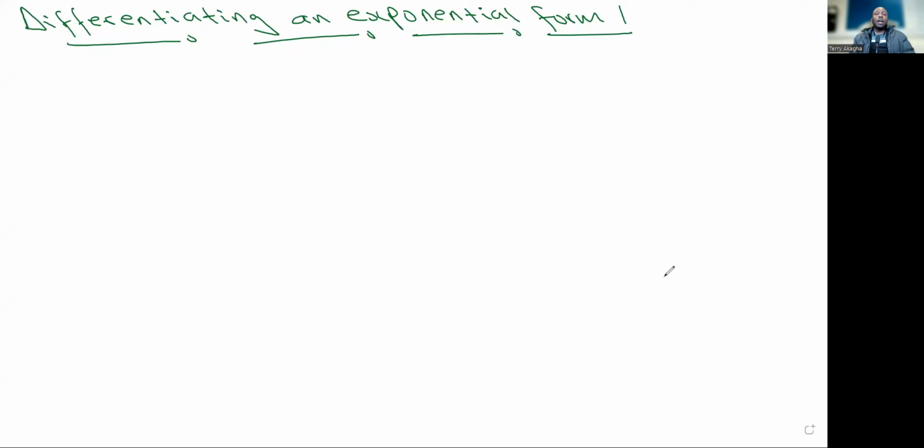So we'll be discussing how to differentiate exponentials. There are two forms. In this video, I'm going to be talking about form one, while in the next video, I'm going to talk about the second form of exponentials. So I'm going to just stick to one form: exponentials that are in the form of e raised to power x, or e raised to power kx, or e raised to power f of x.